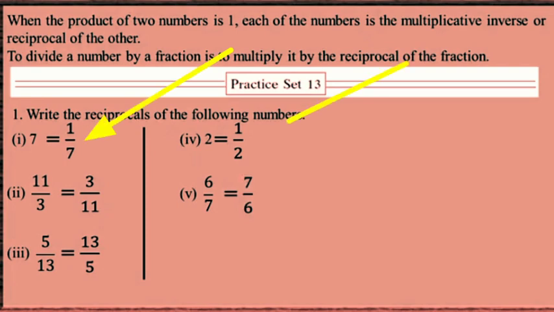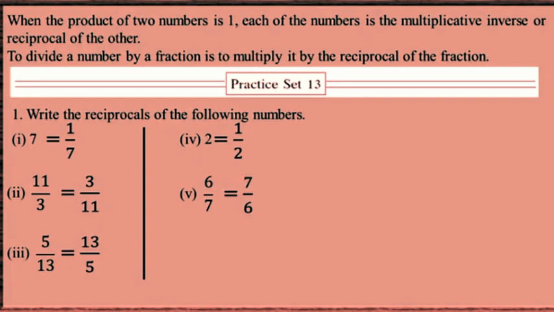See, the first question is 7. Reciprocal of 7 is 1/7. Reciprocal of 11/3 is 3/11. Right, children? See the answers and copy it down in your notebook. So you must understand the meaning of reciprocal and how to convert to the reciprocal.